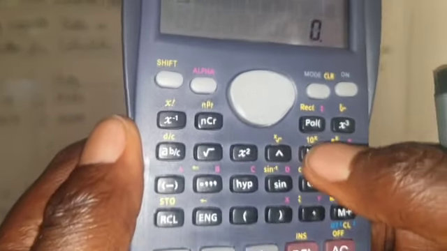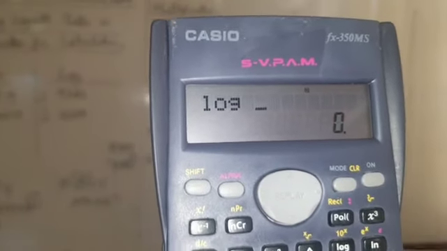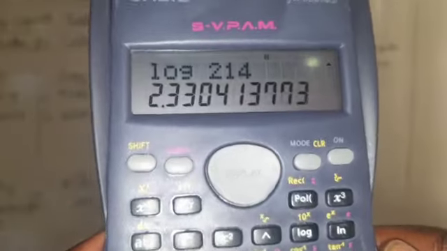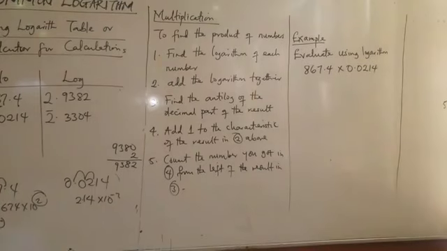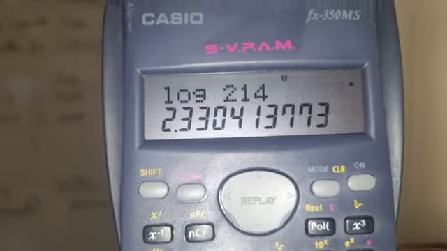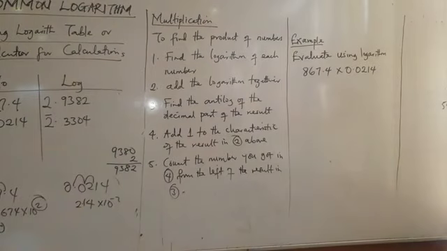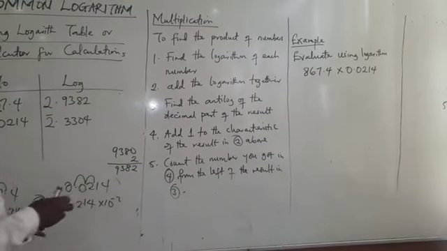You press log, right? Then we press the significant figure there, which is 214. Then press the answer. See what we have at the decimal part: 3304. And what do you have on the board? 3304. That's how you go about it. You can see 2.3304. You just know that 2 is going to be negative. Is that clear? So that is how to use both the calculator and the 4-figure table effectively to calculate logarithm like this. Oh, this is very clear.